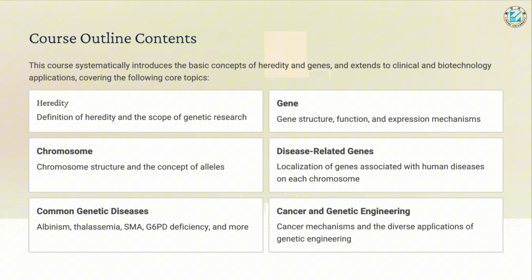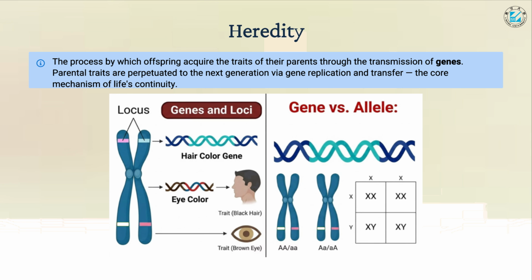Finally, we will talk about cancer and genetic engineering, including how mutation causes cancer and how genetic engineering is applied in modern biotechnology. By the end of this lecture, students should be able to explain the relationship among DNA, gene, chromosome, traits, inherited disease, cancer, and the biotechnology application. Let us begin with the concept of heredity.